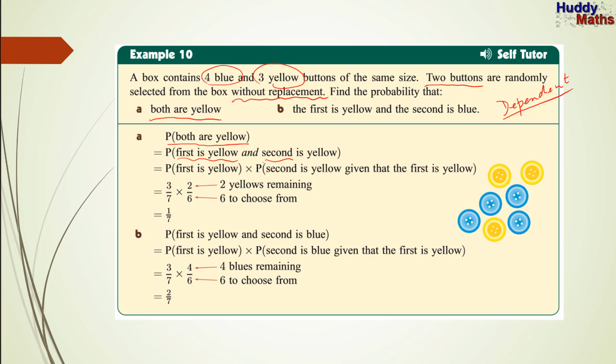Yellow and a yellow. So you're going to multiply. The first is yellow is easy. That's 3 out of 7. That's right at the beginning. The second is yellow, given that the first is yellow. I wouldn't mind you putting this, put PR too, by the way, yellow given yellow. So you have to adjust this second one because now it's not 3 out of 7 anymore. There's only 2 left, so you're making an adjustment. And there's only 2 left out of 6 to choose from.